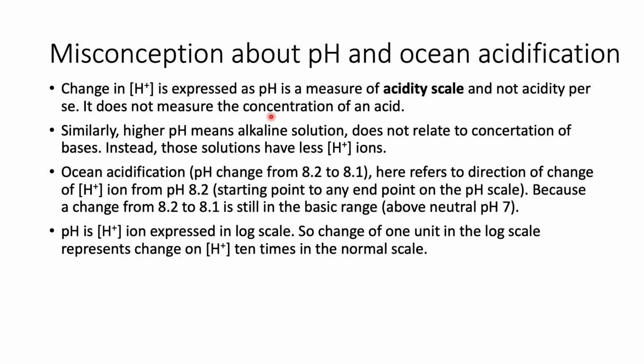It does not measure the concentration of an acid, because when we talk about hydrogen ion concentration, we are only talking about a relative term. We are not talking about hydrochloric acid or nitric acid or any specific acid. That is the difference. And then, higher pH means an alkaline solution. That does not relate to the concentration of bases, because when we say higher pH, the ocean pH is around 8.2 or 8.1, it is actually in an alkaline condition. That means these are not actually bases. There the hydrogen ion concentrations are lower. That is the only thing.